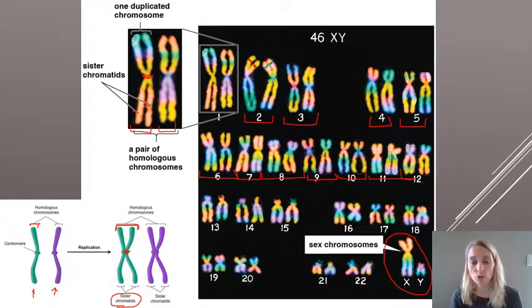Now, clearly, an X chromosome and a Y chromosome are not truly homologous, but they have to partner up because they can't partner up with anybody else. So your X and Y do partner up. They are considered a pair. They're just not technically a homologous pair because X chromosomes carry different genes than Y chromosomes.